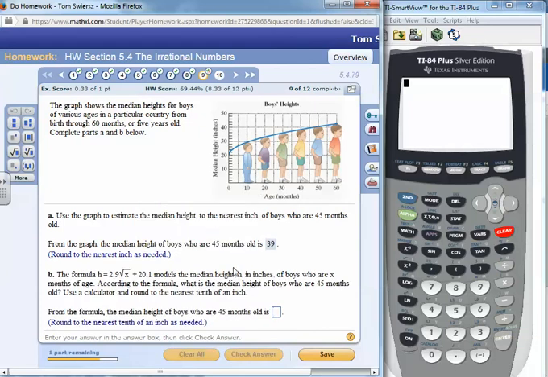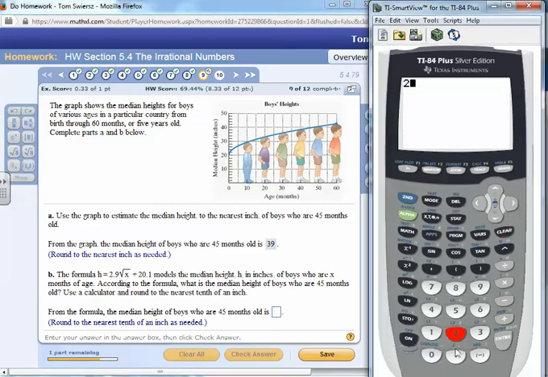All right, B, the formula h equals 2.9 times the square root of x plus 20.1 models the median height h in inches of boys who are x months old. According to the formula, what is the median height of a boy 45 months? Okay, so now we put in the formula. Obviously we need to use our calculator, since we're going to get decimals. So it's 2.9, and then it automatically multiplies, so you don't need to put a times. The square root of x, which is the number of months, in this case 45.